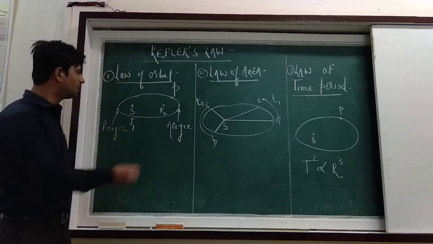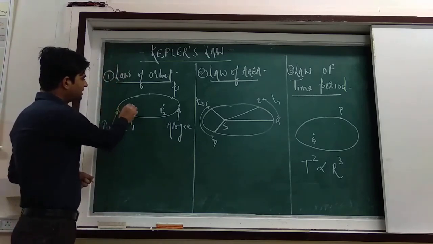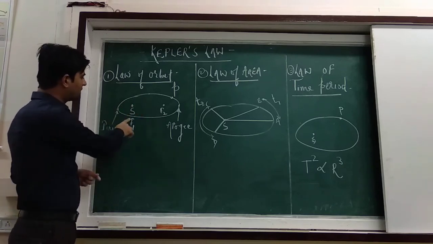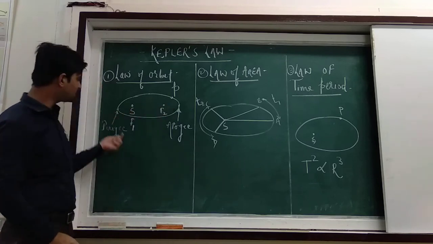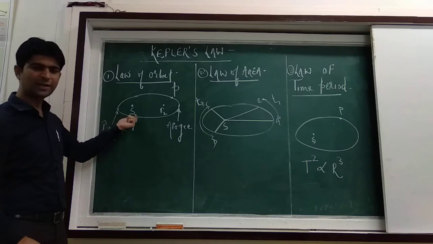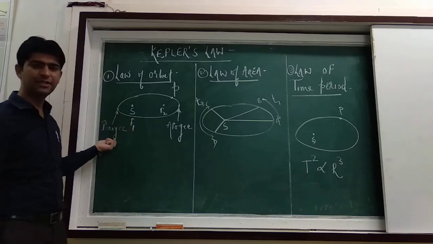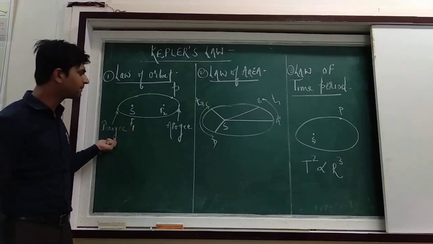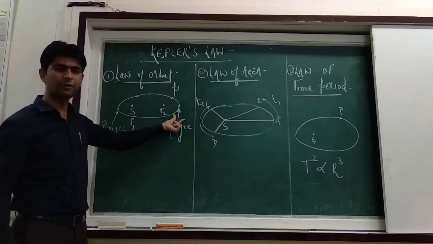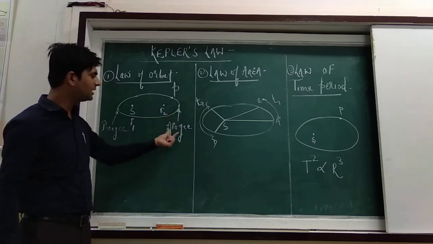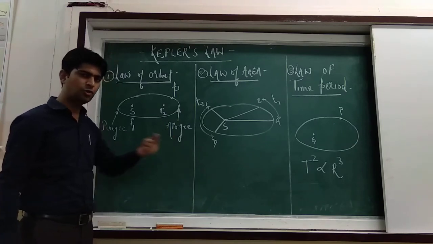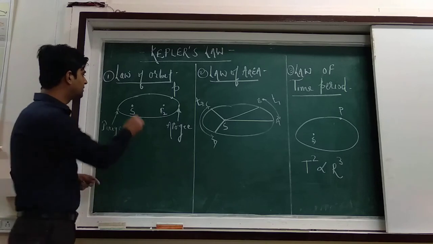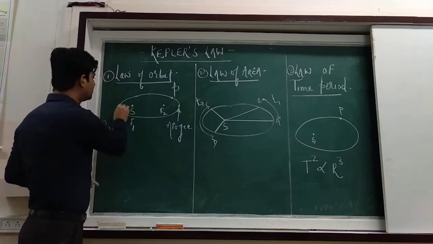If you see here, this distance is the closest distance from the sun. The distance is not even. The sun is near to this point and farther from this point. So the nearest point with respect to the sun is called perigee, which is also termed perihelion, whereas the farthest point from the sun in this elliptical orbit is called apogee, which is also referred to as aphelion. These are two important terminologies.